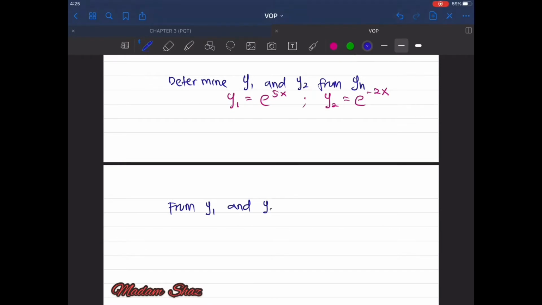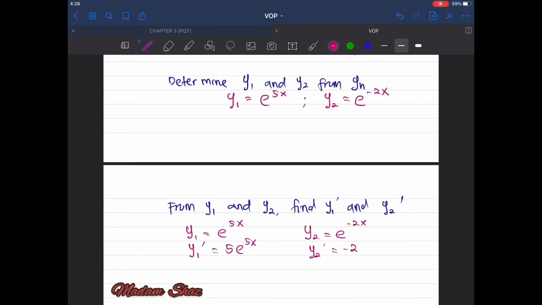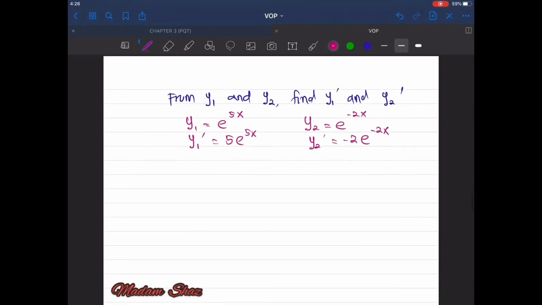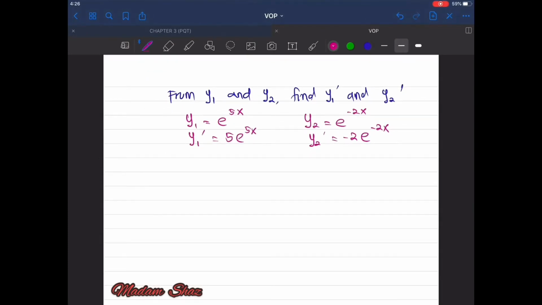From y1 and y2, find y1 prime and y2 prime. y1 is equal to exponent 5x, so y1 prime will become 5 exponent 5x. y2 is equal to exponent negative 2x, so y2 prime will become negative 2 exponent negative 2x. Why do we need to differentiate y1 and y2? Because we want to find the value of w.